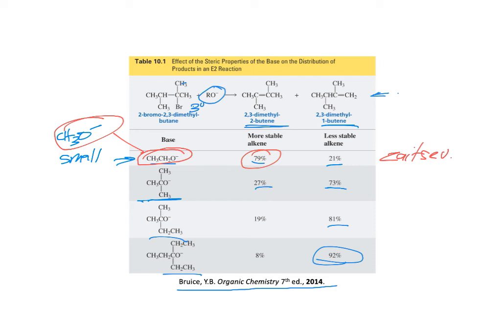If we use a bulky base, and let's just use tert-butoxide as kind of our prototype bulky base, you don't have to worry about using any of these other ones, we are going to favor the less substituted or the anti-Zaitsev elimination.